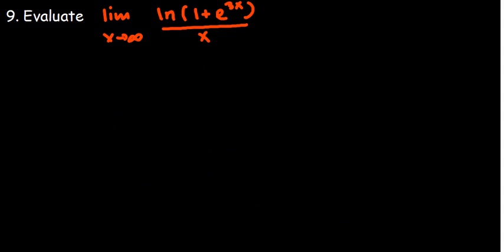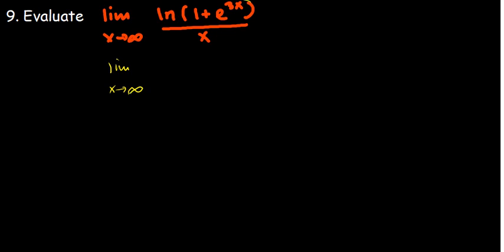Another one here: evaluate the limit as x approaches infinity of natural log of 1 plus e to the power 3x, divided by x. For such a case, where you've got a natural log and an exponential function, we can use L'Hopital's rule, where we get to differentiate. Because if we substitute in infinity directly, we're going to have infinity over infinity. Such are cases we want to avoid. So we're going to have the limit as x approaches infinity.